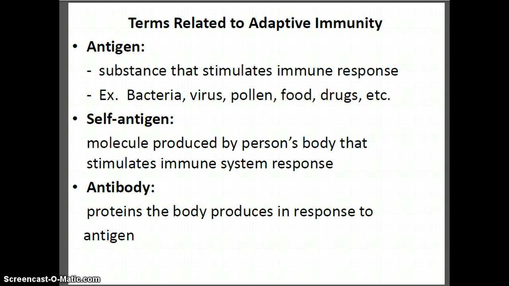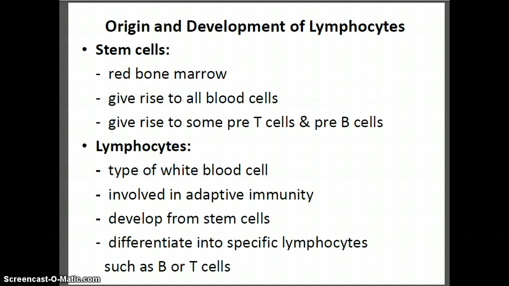An antigen is a substance that stimulates the immune response. It can be a bacteria, virus, pollen, food, drugs. It can sometimes even be some of your own cells in autoimmune diseases. Self-antigens are molecules in a person's own body that stimulate the immune response. Antibodies are proteins that the body produces in response to the antigen. So they help to fight infections and invasion specifically.